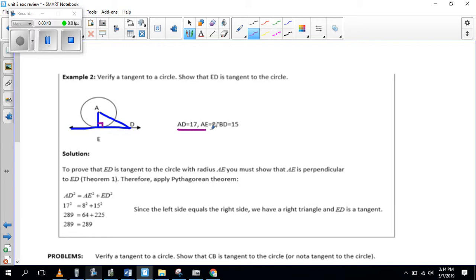It says AD here is 17. So AD is 17, that's this side over here. It says AE is 8. Then it says BD is 15. And I think I might have written over the B somewhere.